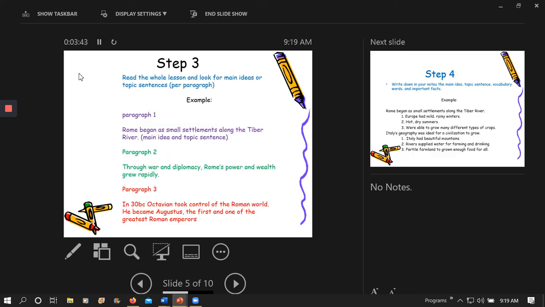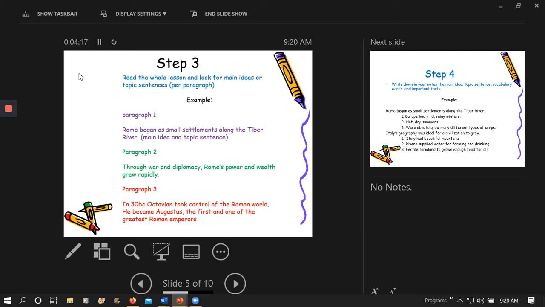Step 3, read the whole lesson and look for the main ideas or topic sentences per paragraph. For example, in paragraph 1, main idea is Rome began as small settlements along the Tiber River. The main idea and topic sentence. Paragraph 2, through war and diplomacy, Rome's power and wealth grew rapidly. Paragraph 3, in 30 BC, Octavian took control of the Roman world. He became Augustus, the first and one of the greatest Roman emperors.